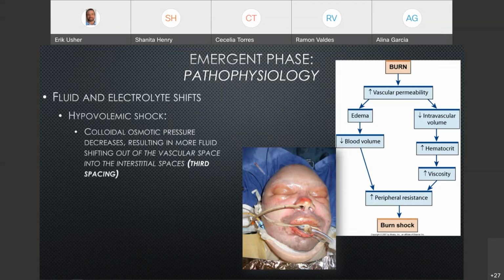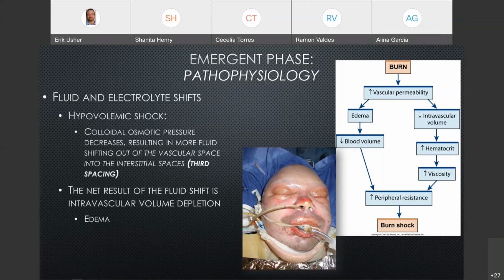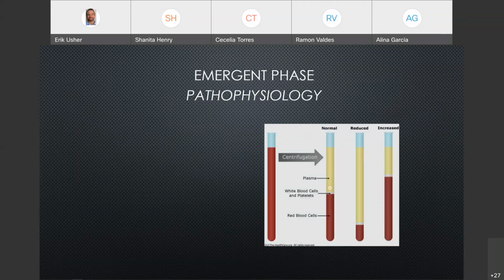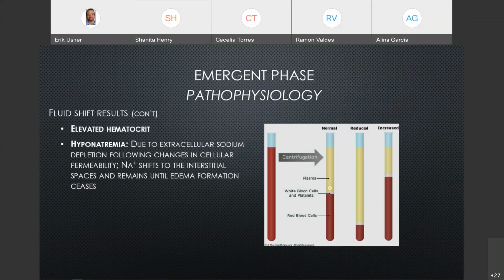So again, hypovolemic shock: colloid osmotic pressure decreases, and you get more fluid shifting out of the vascular space into the interstitial spaces. We call it third spacing. The net result of the fluid shift is intravascular volume depletion. So that, again, is very, very edematous. They get a low blood pressure, and of course our body responds by increasing the heart rate. We get tachycardic. When we look at the fluid shifts, that elevated hematocrit, again, creates the increased viscosity. They get hyponatremic, because all this extracellular sodium is depleted following changes in cellular permeability.